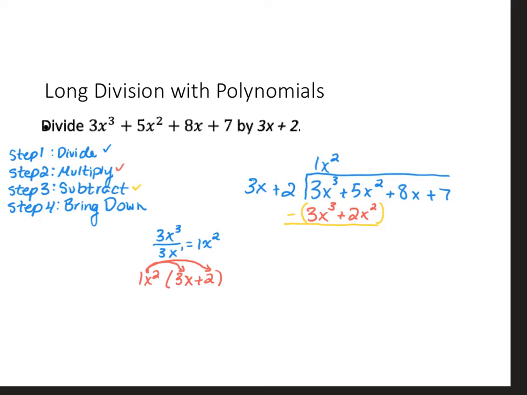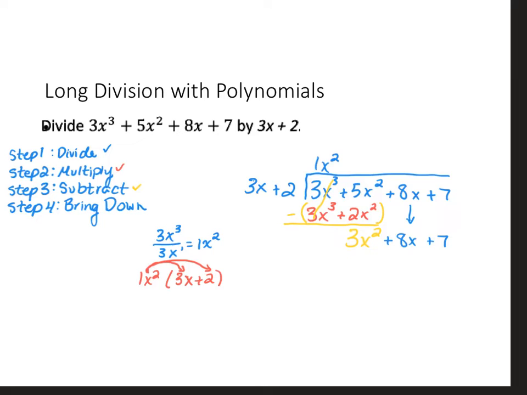So put it in parentheses so that you remember, but I'm doing 3x cubed minus 3x cubed. If you're doing long division of polynomials correctly, this first term will always cancel each other out. So 3x cubed minus 3x cubed cancels. And then 5x squared minus 2x squared is going to give me 3x squared. And then I'm going to bring down. And then my goal is to repeat this process until I have no ability to divide.